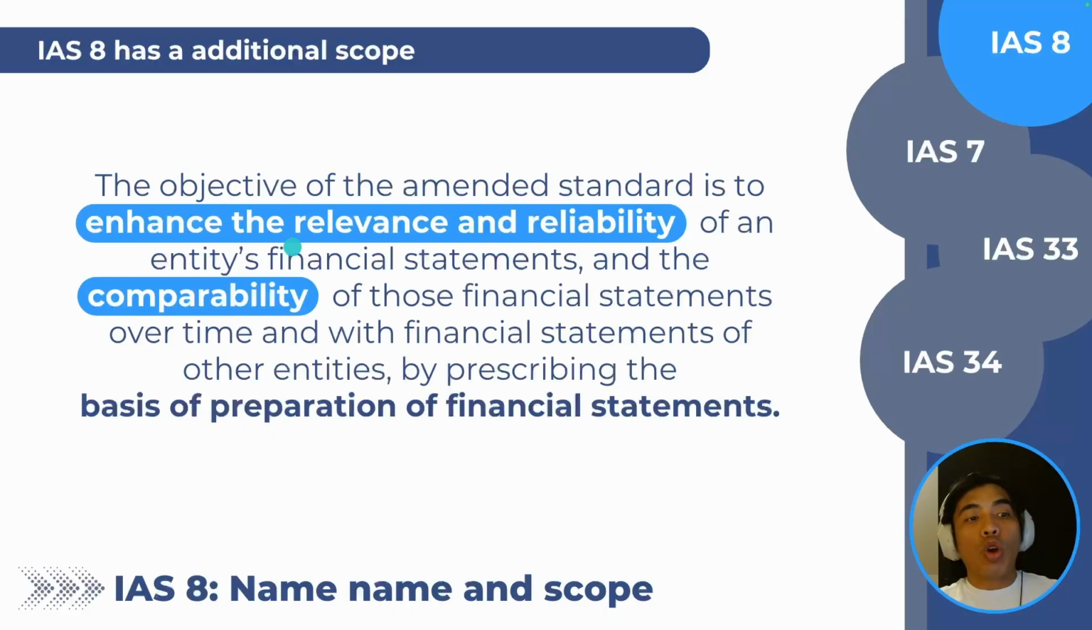statements and the comparability of those financial statements over time and with financial statements of other entities, prescribing the basis of financial statements. Basically, that is the end of the section about IAS 8. The changes in theory are not very big. They just had to move from one section to another, and they had to rename IAS 8. But it's still good to know in case you're referencing these sections from the old standard.